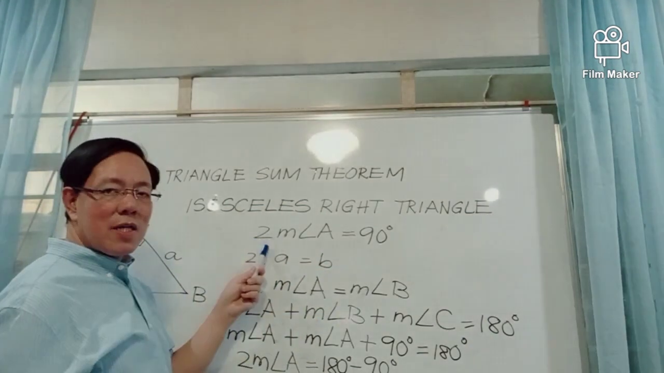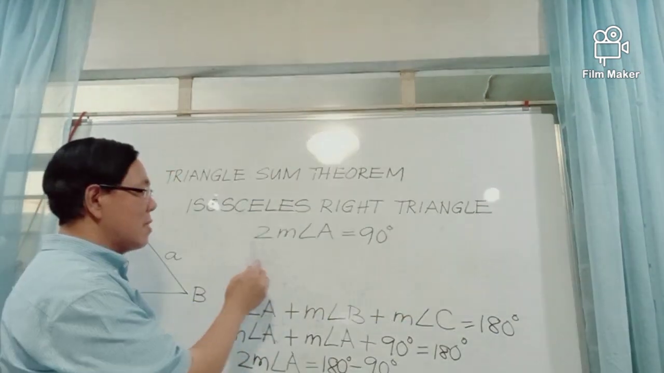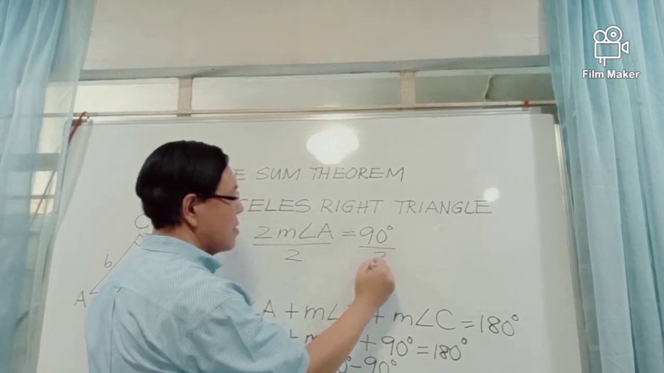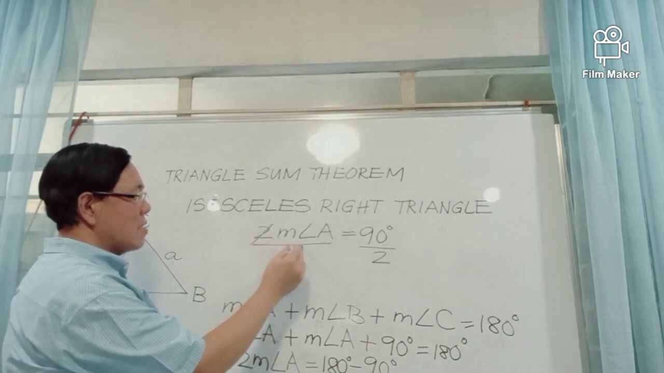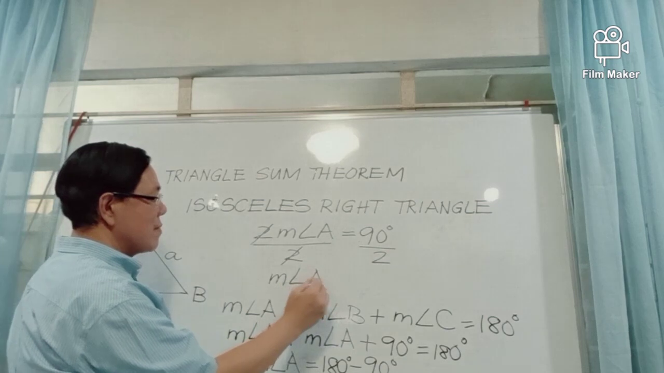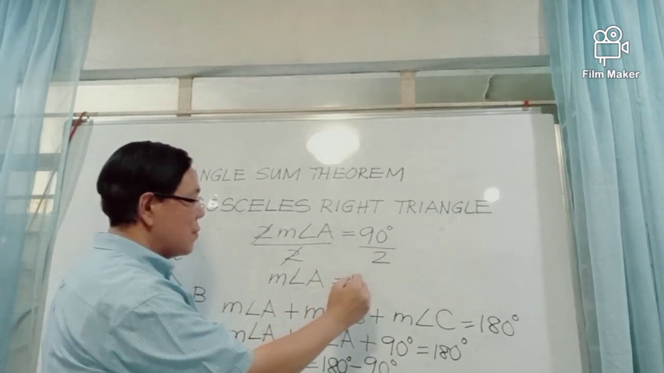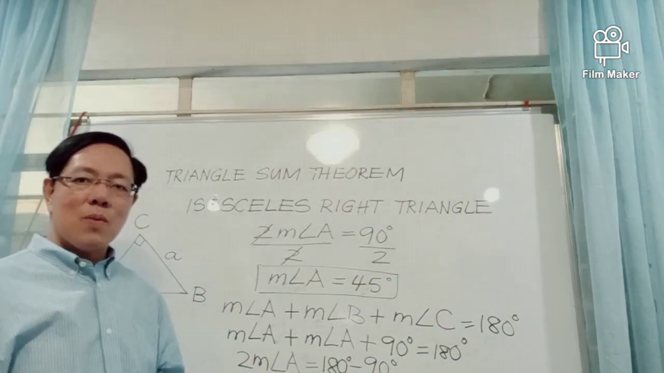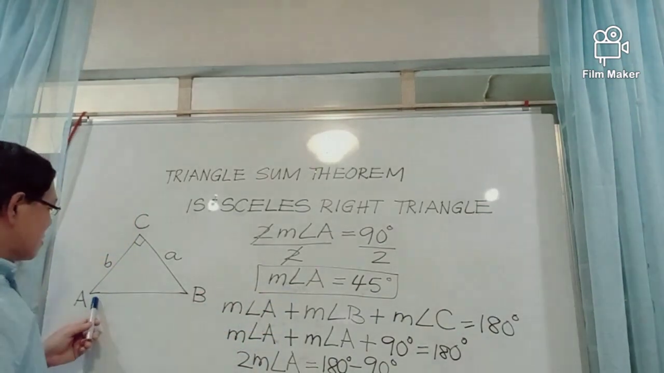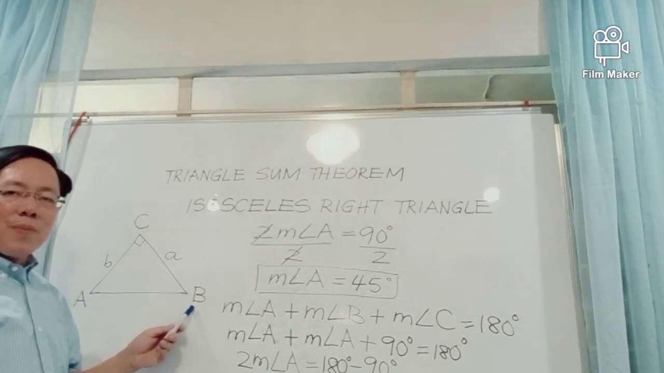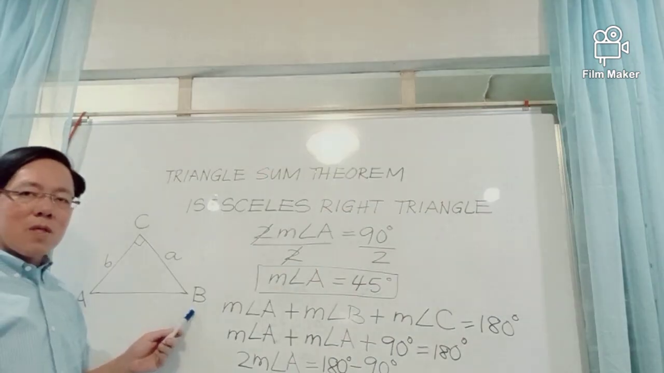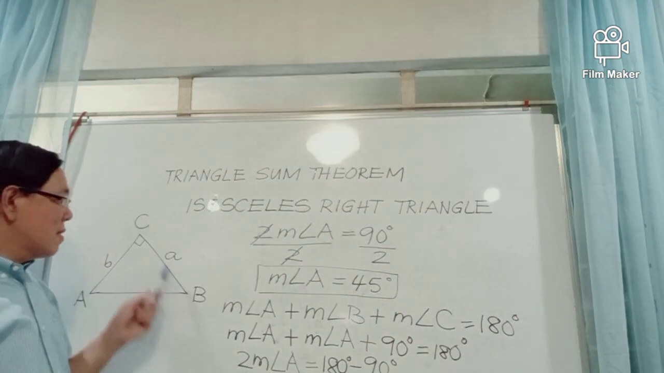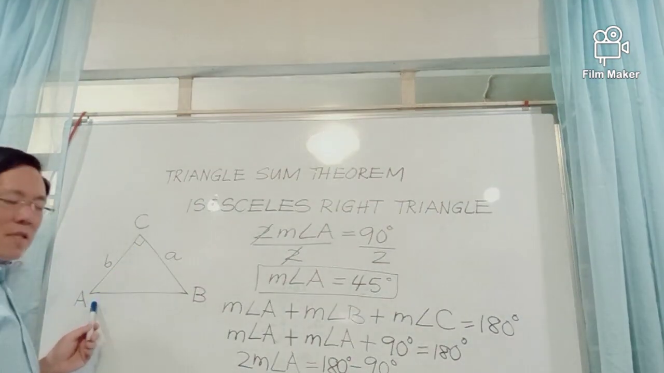And from this equation, we can now readily solve for the measure of angle A by dividing both sides of the equation by 2. We divide the left side of the last equation by 2, and we divide the other side, the right hand side of the equation, by 2. From the left side, 2 will cancel out, and we simply get measure of angle A equals 90 degrees divided by 2 equals 45 degrees. So the measure of angle A equals 45 degrees. But since the measure of angle A and the measure of angle B are equal, the measure of angle B is also 45 degrees. Therefore, in an isosceles right triangle, the three angles are 90 degrees, 45 degrees, and 45 degrees.